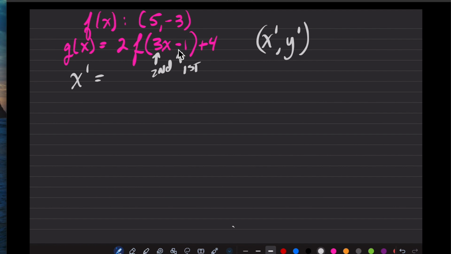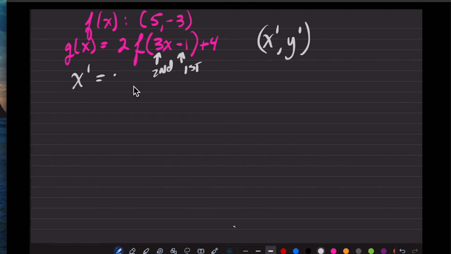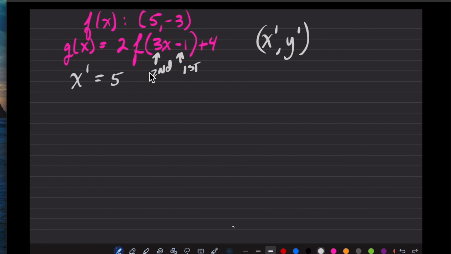Okay, first thing we're going to do is do the opposite of what we see. We're going to take our x original, which is 5, and instead of subtracting 1, we're going to add 1, which is 6. Then we're going to divide by our b value, which is 3, and our final x prime is going to be positive 2.